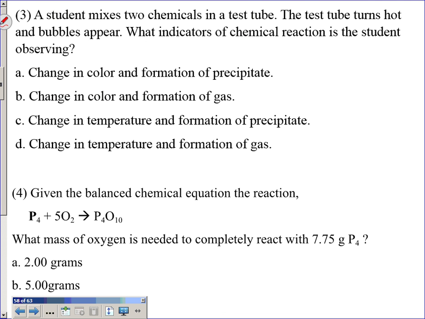So this one's pretty easy. Chemical changes. Okay, so go ahead and read number. I'll read it to you guys, but you guys look at the answers. A student mixes, this could be you, 2 chemicals in a test tube. The test tube turns hot and bubbles appear. What indicators of chemical reaction is the student observing? Don't say that loud yet. Just give it a second.